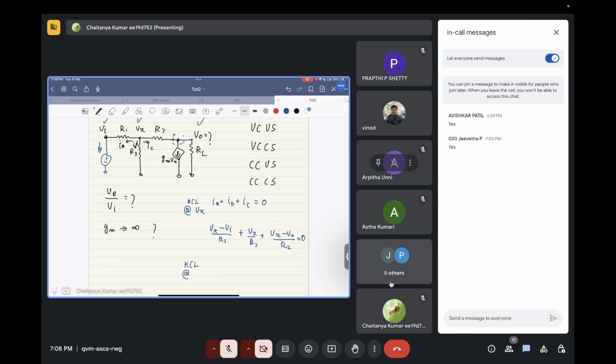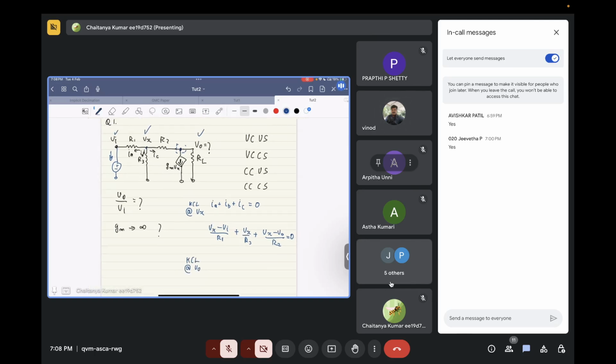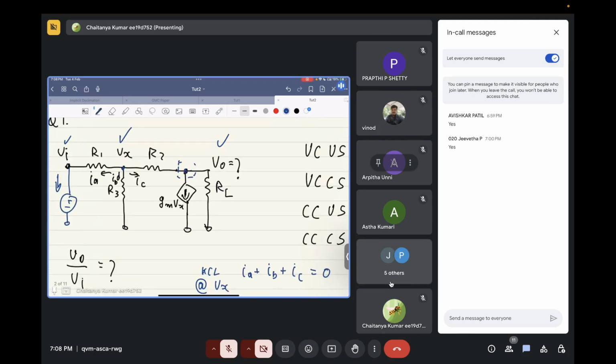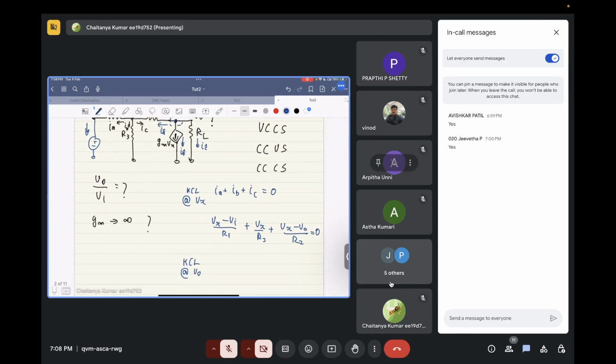KCL at V naught. Can you help me write KCL at V naught? IC is equal to gm Vx. For this node, let's have a separate set of currents. Let's call this IA hat, let's call this IB hat, and let's call this IC hat. So what we will have: IA hat plus IB hat plus IC hat is equal to 0.